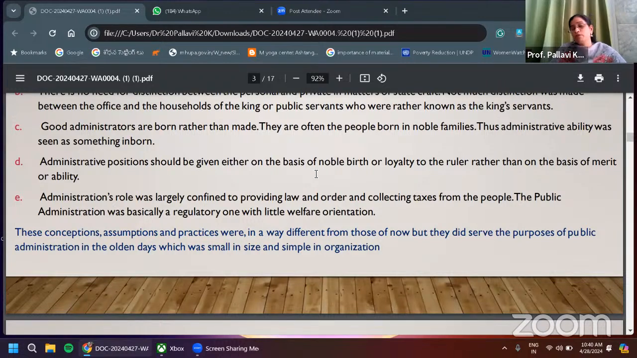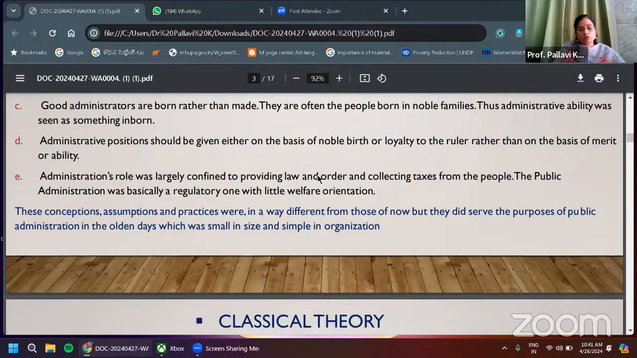As I told you earlier in the previous class also, in ancient times the concept was very simple. That is, to collect taxes from the people and to maintain law and order, to safeguard the people from external forces. It was much more regulatory than welfare oriented. The people's welfare, happiness and needs were addressed and fulfilled, but only to a little extent. That was not the major aim of any authority that exercised power during those times.